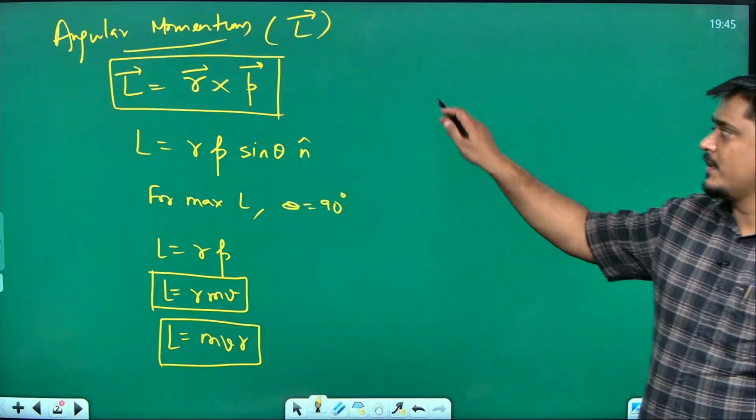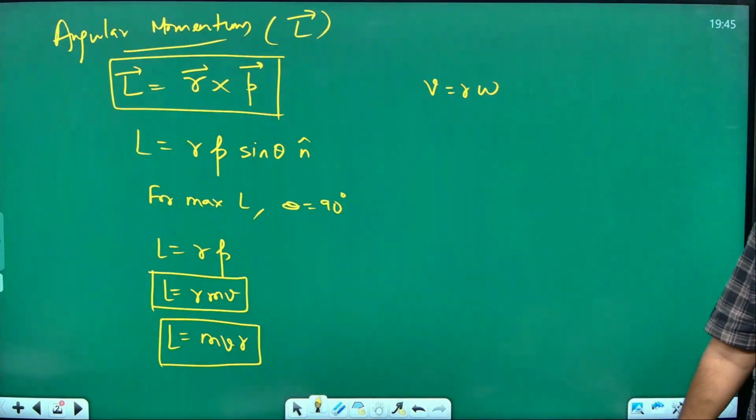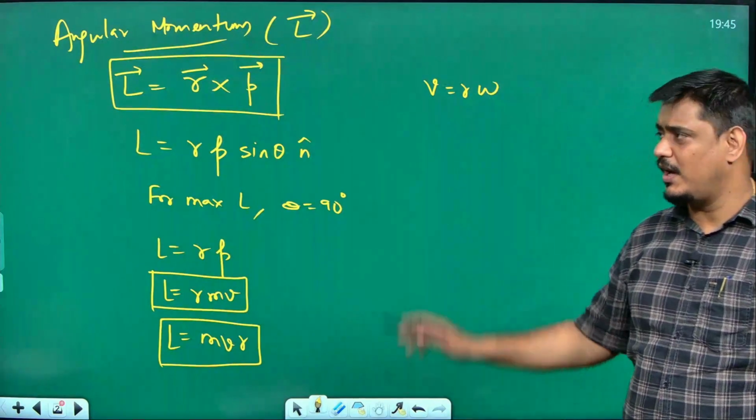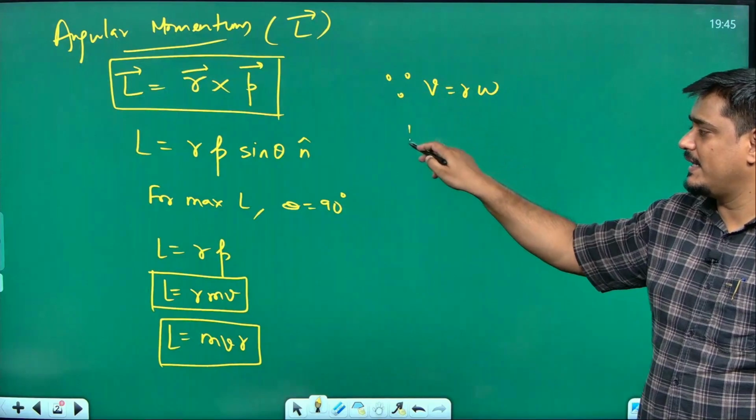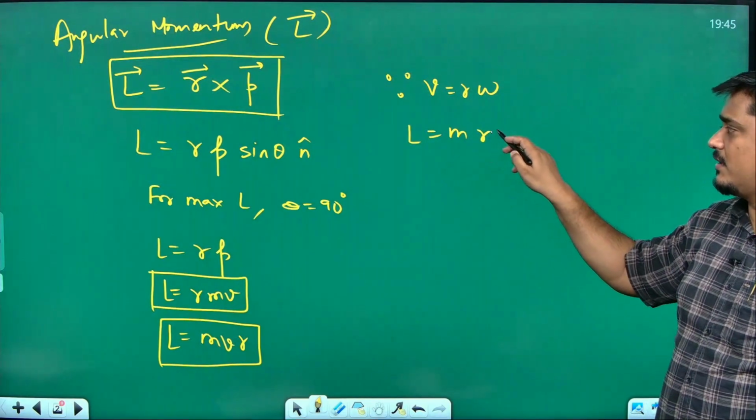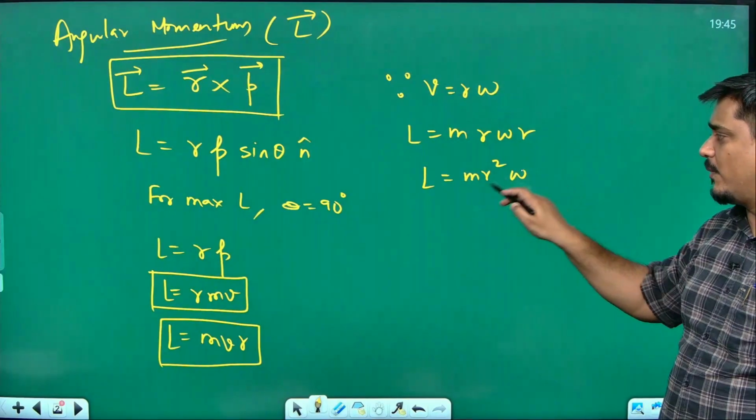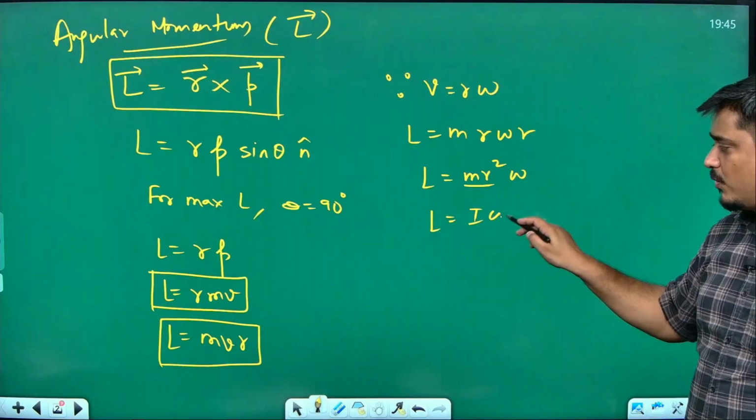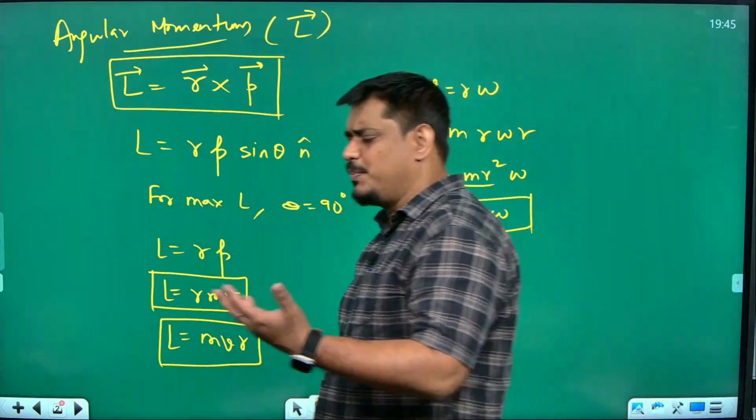One more thing, you know that v is equal to R omega from the motion in a plane chapter itself. Velocity is equal to R into angular velocity. So if I put v equal to R omega, I will get L equal to m R omega into R, which is L equal to m R squared omega. What is m R squared? I. So L will become equal to I omega, another expression of L. So L can also be written as I omega, very similar to p equal to mv.